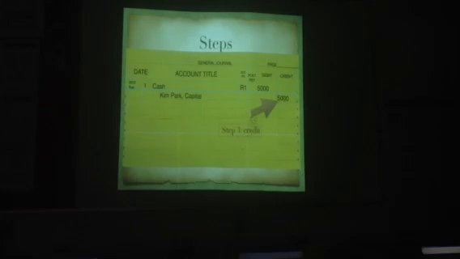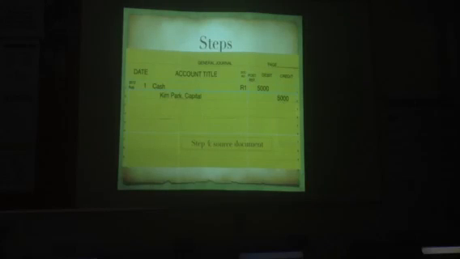Step 4. Source document. That's what you put in that document number. Source document is where did you find out that Kim Park invested $5,000 into the company. And it tells me here that it's a receipt number 1. R1. So you kind of abbreviate that number. We'll get into that in a little bit.